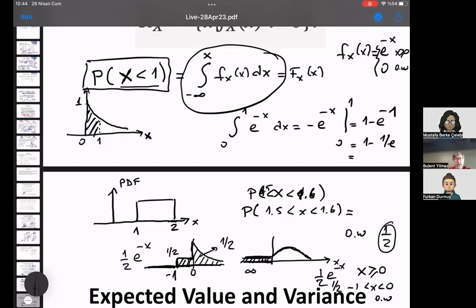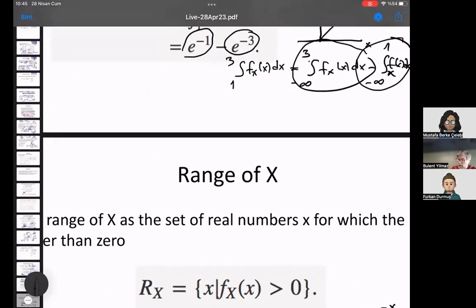Is that clear? So this is a critical point. You always have to check that the area under your PDF converges to 1. The integration of all PDF areas, the area under the PDF curve, should always be equal to 1. Okay, otherwise it is not a correct PDF. Mustafa Berke, is that clear for you? Yes, hocam. Thanks so much. Okay, you're welcome.